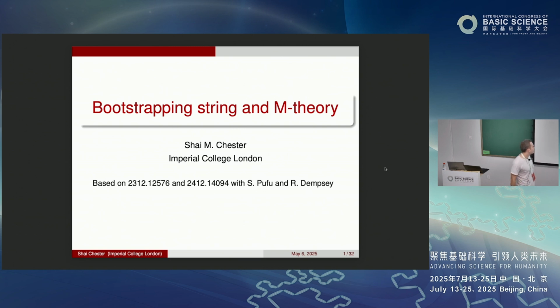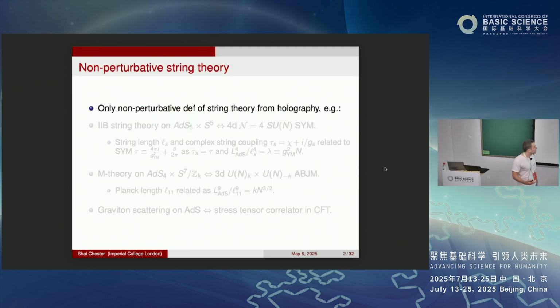This is based on a paper that came out last December, as well as another paper that came out the year before. So this talk is about string theory, in particular, non-perturbative approaches to string theory. The only non-perturbative definition of string theory that we have is from holography. The classic example is that type IIB string theory on AdS5 × S5 is dual to N=4 super Yang-Mills.